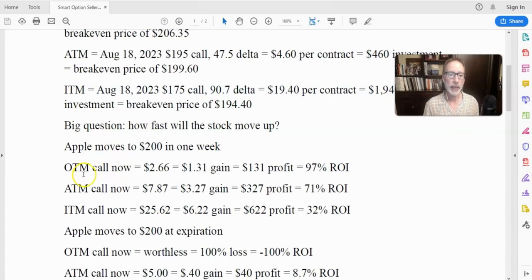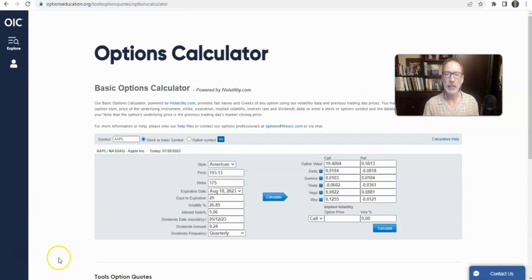Okay? So right now, when that happens, the out of the money call is going to move up to $2.60 per contract. Now, I want to show you how you figure these out. This is a free and easy way to figure this out. We're going to pull up an options calculator. If you want a free options calculator, right here, optionseducation.org, and they've got their tools. If you go to the optionseducation.org website and click over here on Explore, it'll bring up another page where you can choose the options calculator.